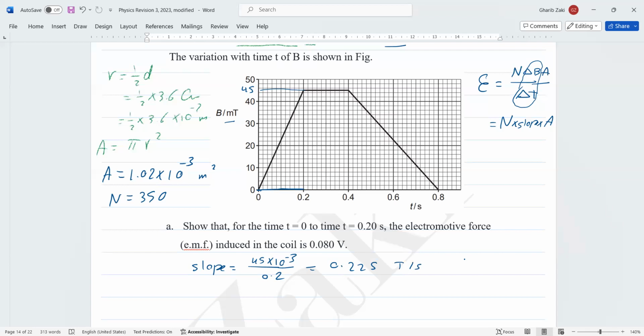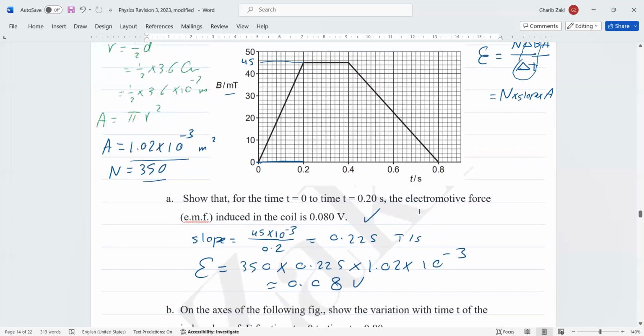Now, EMF equals N. N is given, N is 350. Multiply the slope, 0.225. Multiply the area that we got before, 1.02 multiplied by 10 to the power negative 3. Now this multiplied by 350 equals approximately 0.08 volt. Then we finish this part.